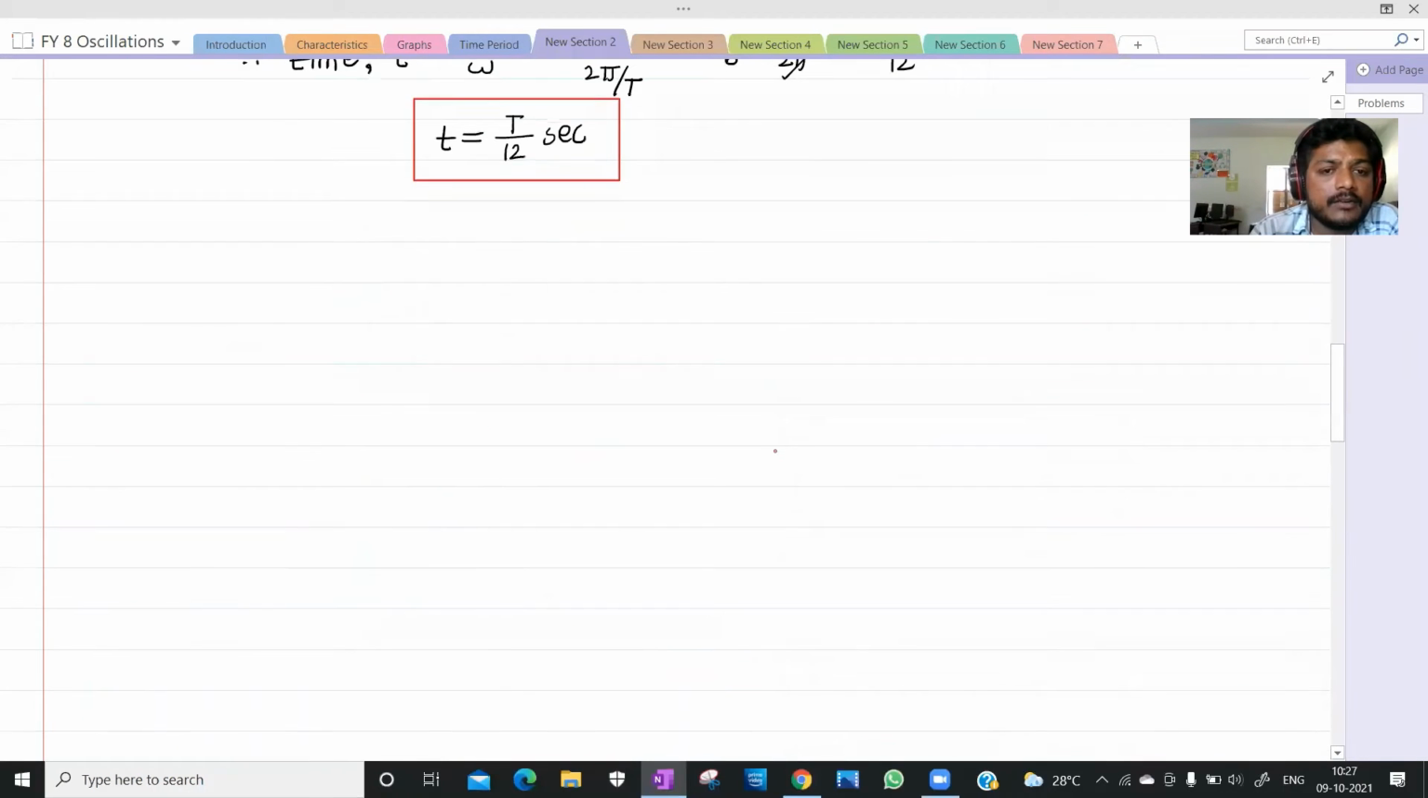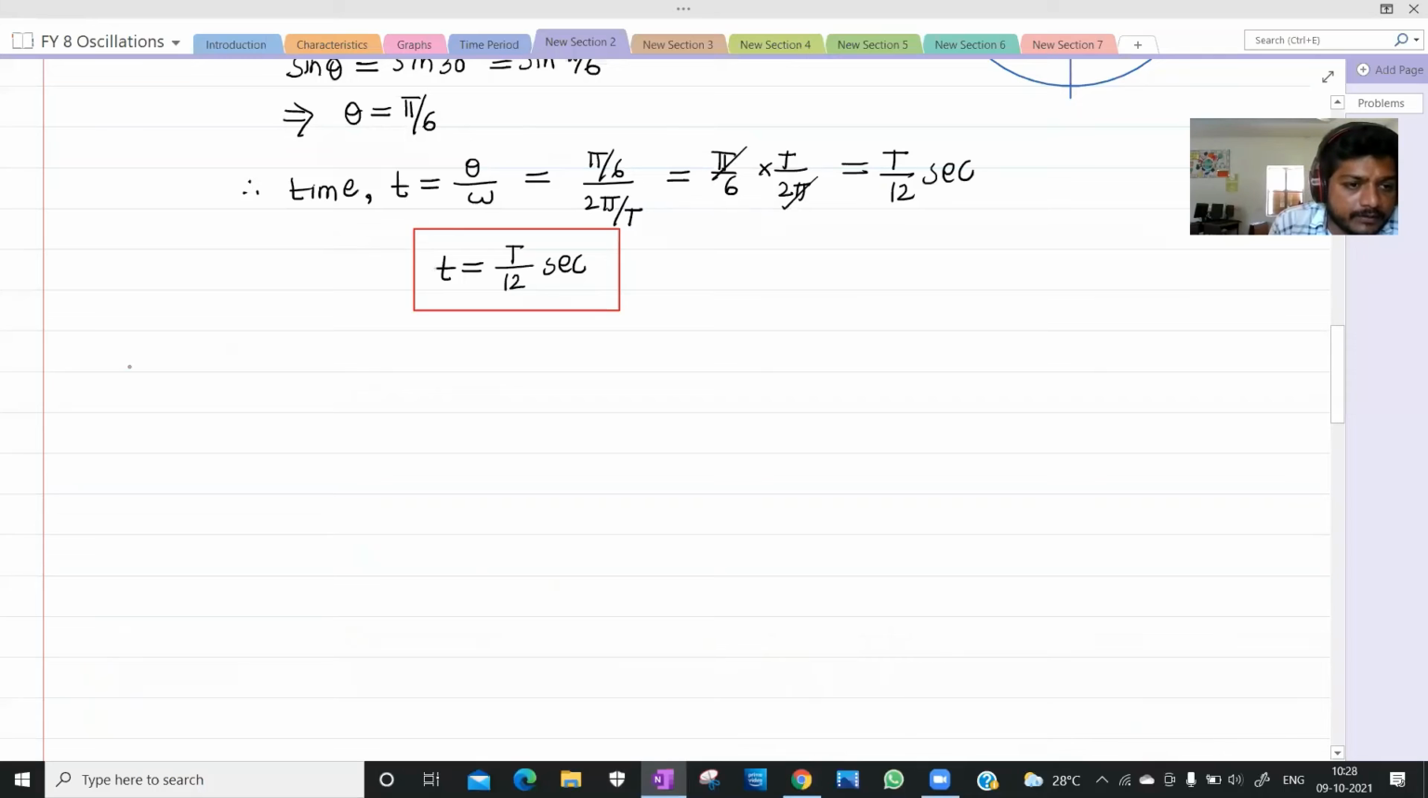Next, the third one. The third one is the time taken to travel from y equals a by 2 to y equals a. How much time will it take? You have to explain to me. Okay, Nana?